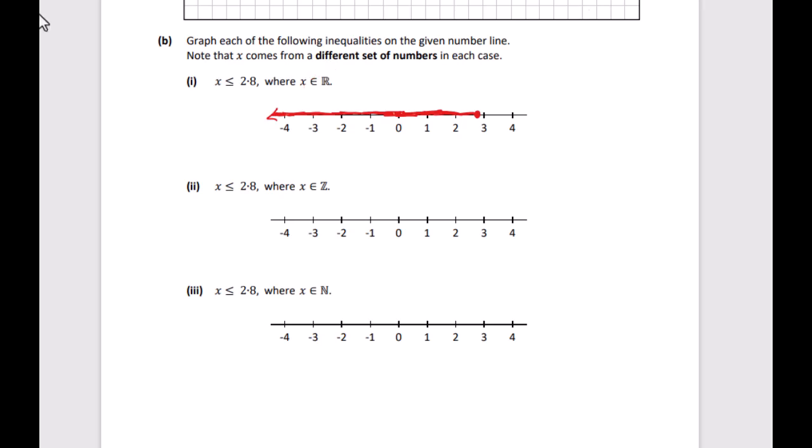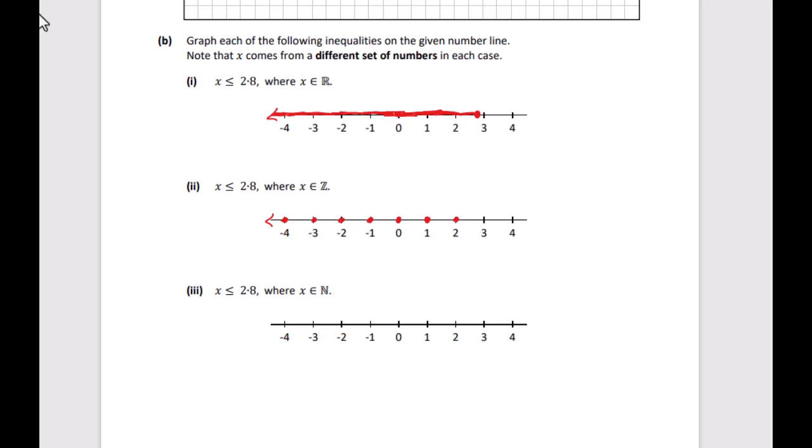X is less than or equal to 2.8, but this time x is an integer. So again, 2.8 is here. But 2.8 is not an integer. 2.8 is a real number, but not an integer. So let's go to the next number less than 2.8. That is an integer, and that is 2. Then the next one is 1. 0 is an integer. 1 is an integer. Minus 1, I should say. Minus 2, minus 3, minus 4, and we're going on forever down along that way.